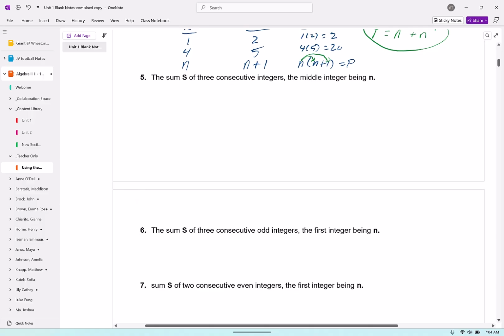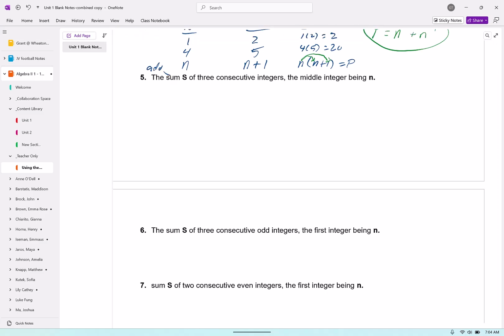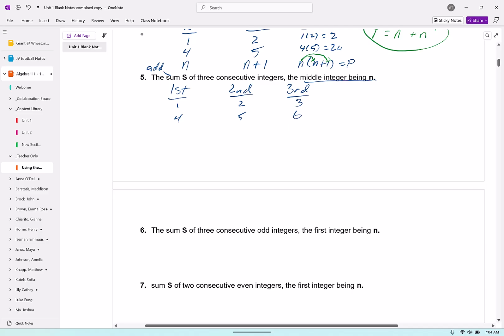All right, let's try 5. The sum, so we're adding 3 consecutive integers. We talked about what those are up front, but now the middle one is n. So that changes things up a little bit. So let's try this out. I got first integer, second, and third. So if I started with, let's say, 2, the first one would be 1, the next one would be 3. If I started with 5, the first one before would be 4, the next one after would be 6.